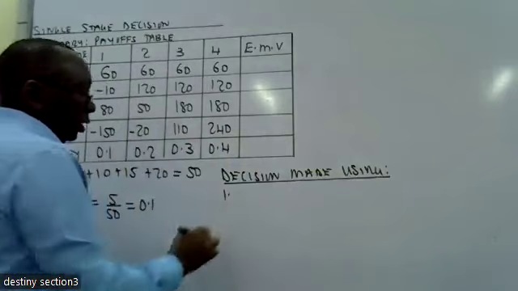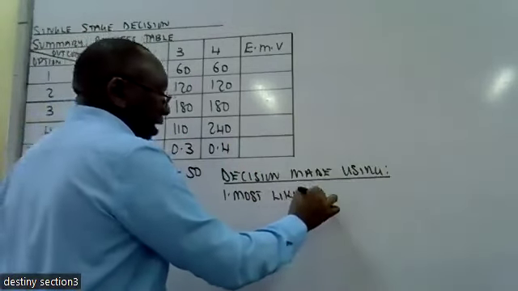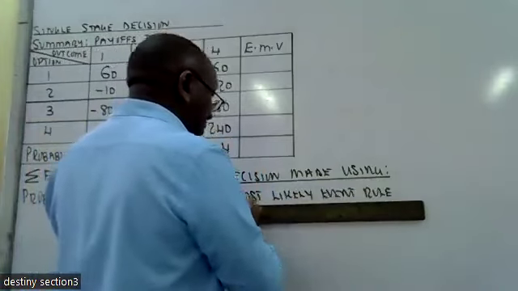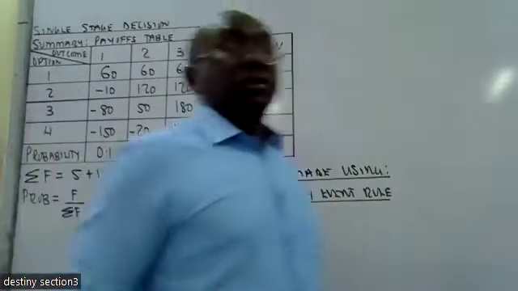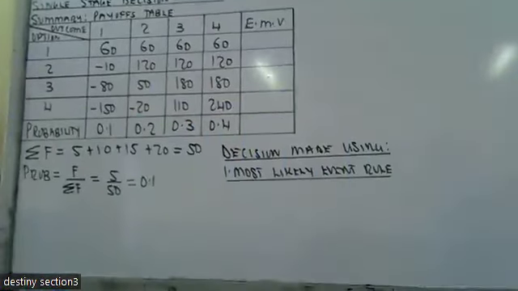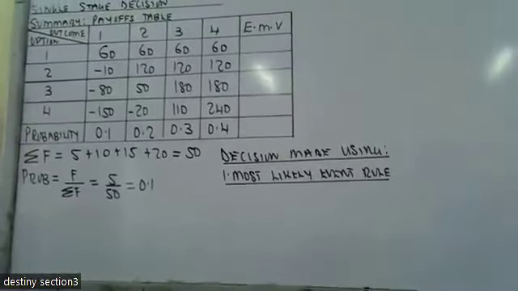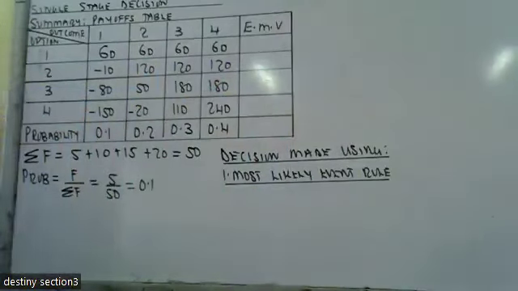So number 1 is called most likely event rule. Now, most likely, it deals with the probabilities. And this is how you go about it. The first thing, unahakikisha that the names of the options are the same as the names of the outcomes. So is that the case here?